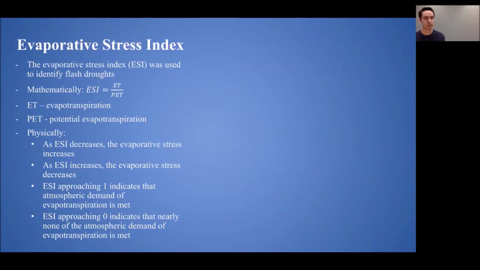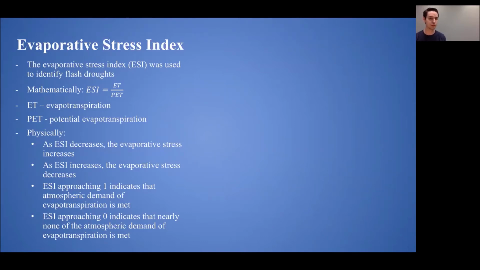So now I'll discuss a little bit about ESI. ESI is defined as the evapotranspiration divided by the potential evapotranspiration. Physically, what this means is, as the ESI value decreases, the evaporative stress increases. It's opposite in terms of the value versus what it means. Likewise, as ESI increases, the evaporative stress is decreasing. This will make sense in just a second when I show a few figures.